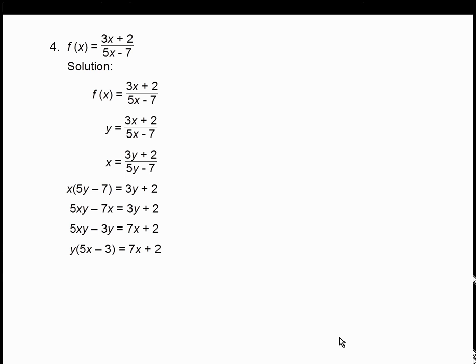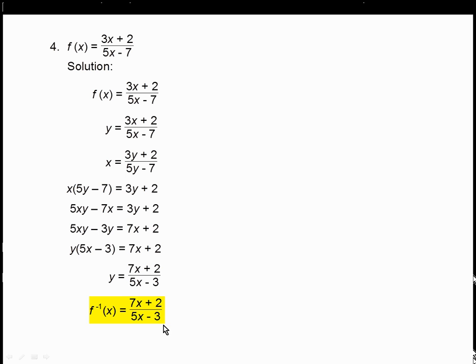Now to solve for y, we divide by the coefficient of y. The coefficient is 5x minus 3. So we're going to divide both sides by 5x minus 3. So y equals 7x plus 2 all over 5x minus 3. We finally completed step 3. We finally got y equals. Now remember step 4, replace y with f inverse of x. So f inverse of x is equal to 7x plus 2 all over 5x minus 3.